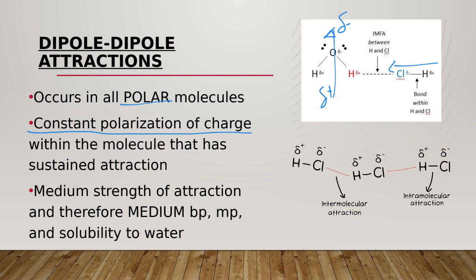Chlorine is the negative end, hydrogen is the positive end. That dipole is always there. So as a result, those negative and positive ends can attract themselves, and we call this dipole-dipole attractions. These are medium strength attractions, and so therefore any molecules that can be attracted with a dipole have medium boiling points, medium melting points, and medium solubility to water.